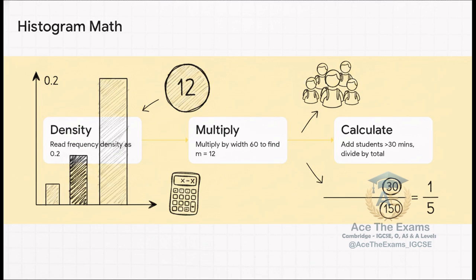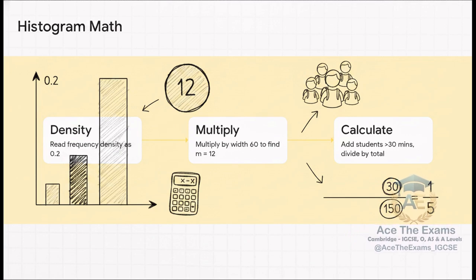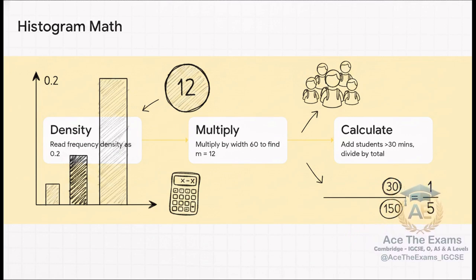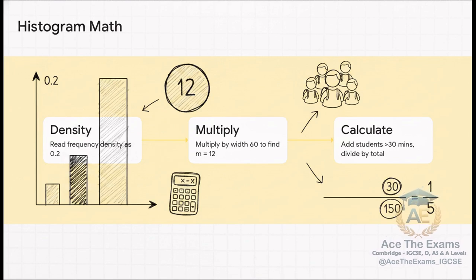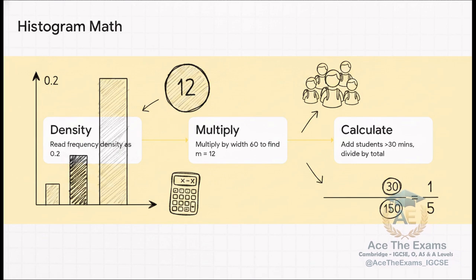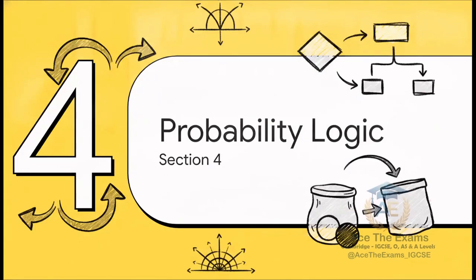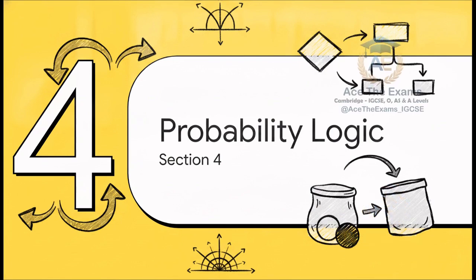Now for the final step. What fraction of the total students traveled for more than half an hour? We take the 30 to 60 minute group, which the table says is 18 students, and add our newly found 12. That's 30 students total. Divide that 30 by our grand total of 150 students surveyed, and 30 over 150 simplifies down beautifully to exactly 1/5.